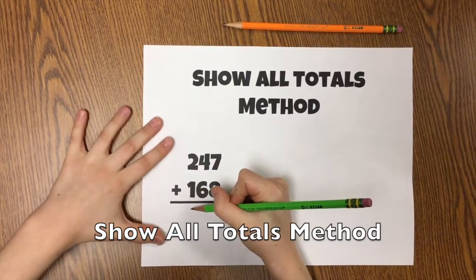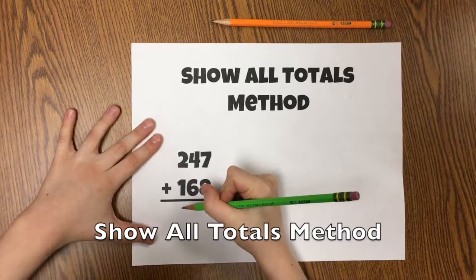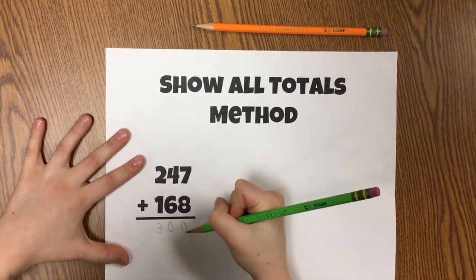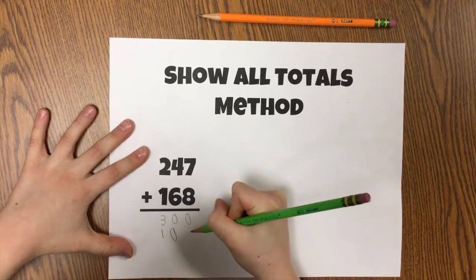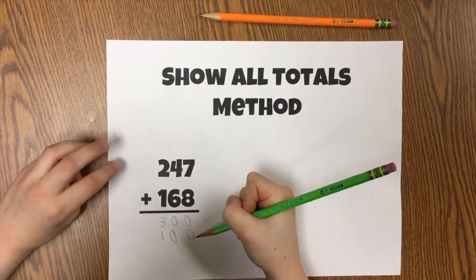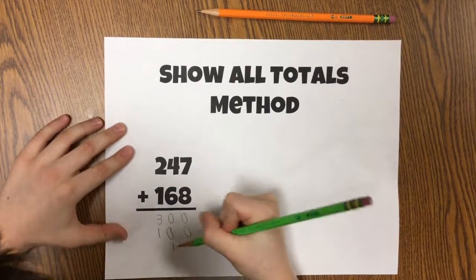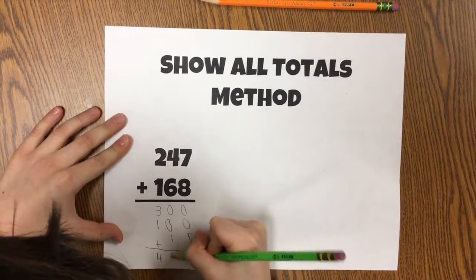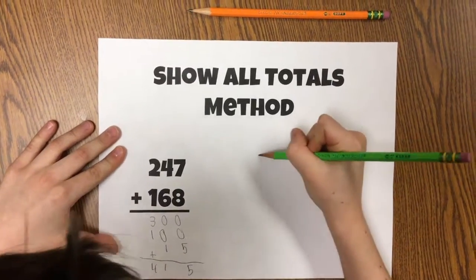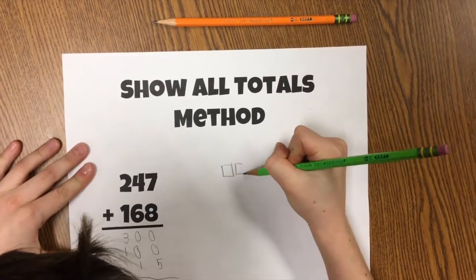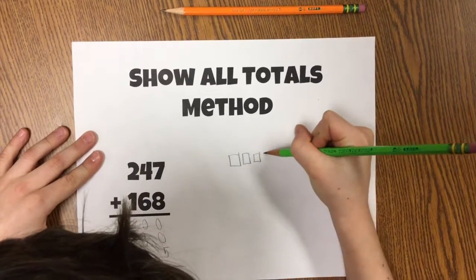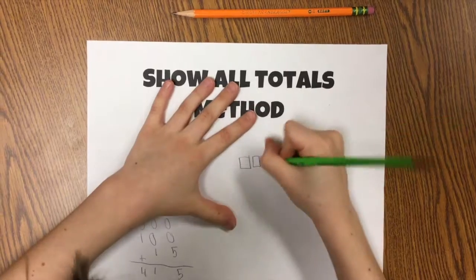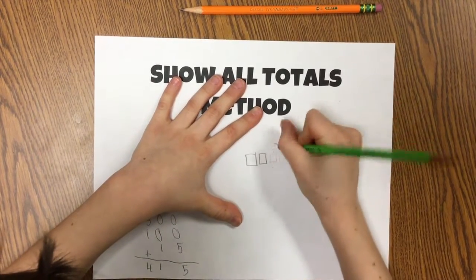Okay, Owen, can you show us how to do the show all totals method for addition? Yeah. Owen's drawing a proof picture now. He realized he made a mistake, so he's going to fix it.